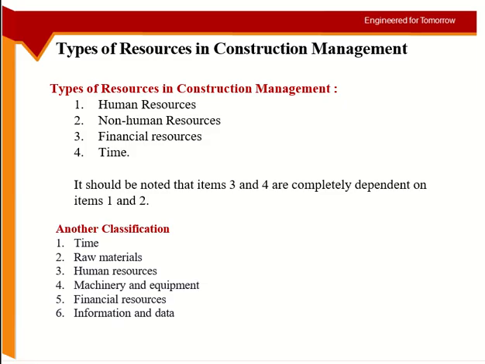What is design? Design is just information, right? It's just data. So this is another way. In the second classification, the non-human is divided into material, equipment, and information and data, and then the rest of the items are the same as the previous one.